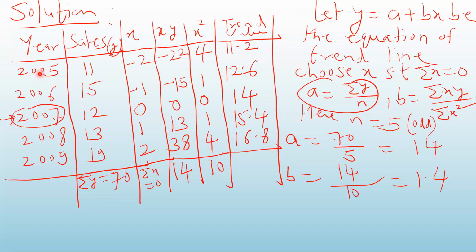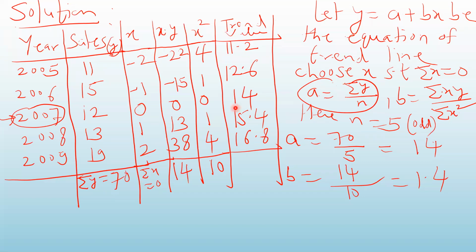How to convert? See how many values are there. Here n is 5, which is odd. So exactly 1 year will come in the center. So the corresponding value of x for that year should be 0. And then 1, 2, 3, 4 like that. And above 0, minus 1, minus 2 like that. In the steps of 1, 1, you have to give the values.